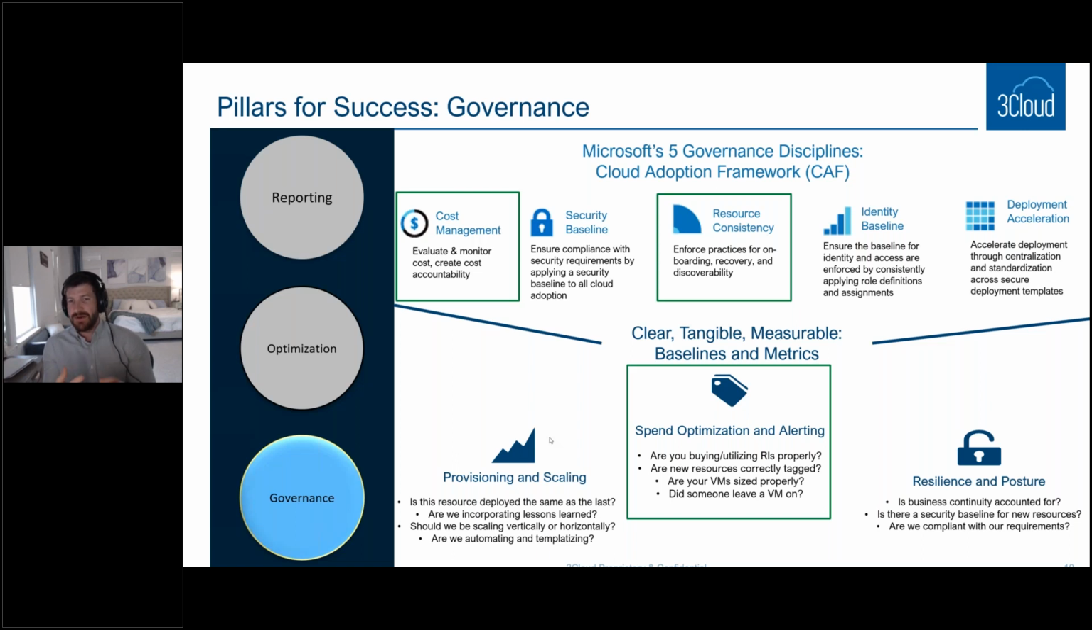And so when we talk about the governance pieces, yes, there are things like provisioning and scaling. Are we deploying resources the same as the last? And there are things like resilience and posture. These are all important governance frameworks. But what we really need to be able to do is establish a very, very clear governance framework around cost itself. A lot of you may have governance frameworks around provisioning resources, or this is how we do our help desk, this is how a user ticket is submitted, this is how we do disaster recovery. Those are all incredibly important things.